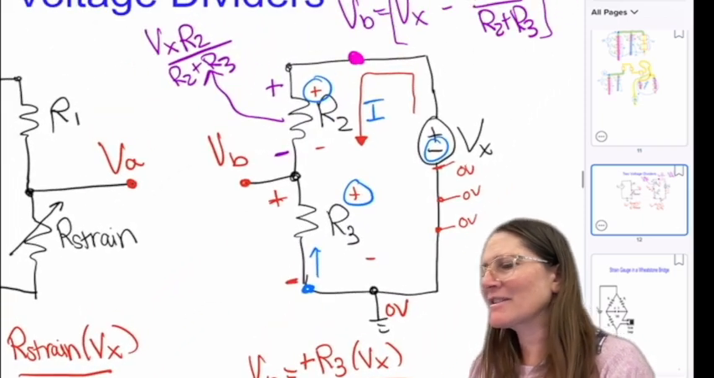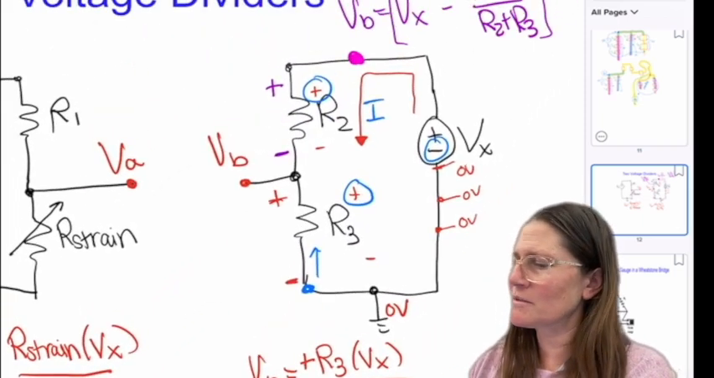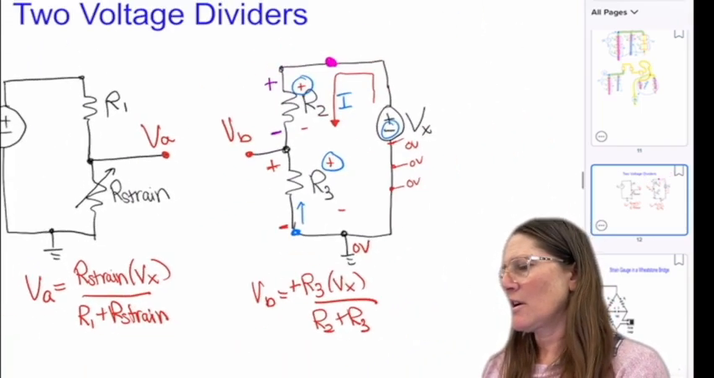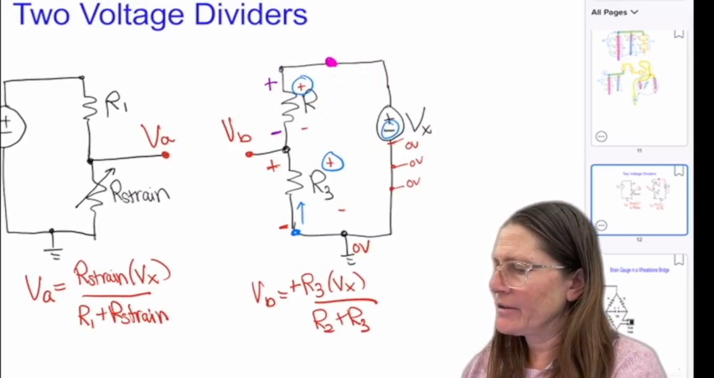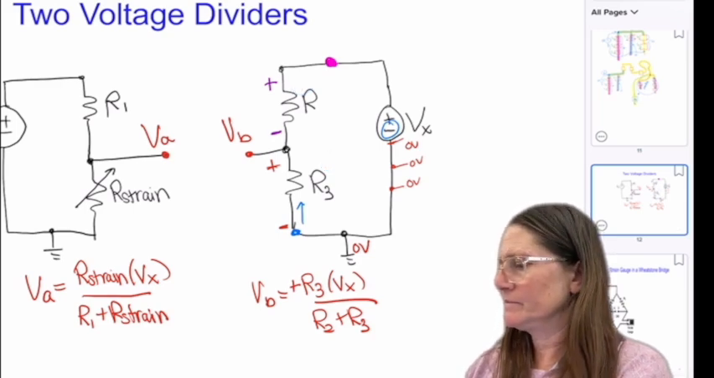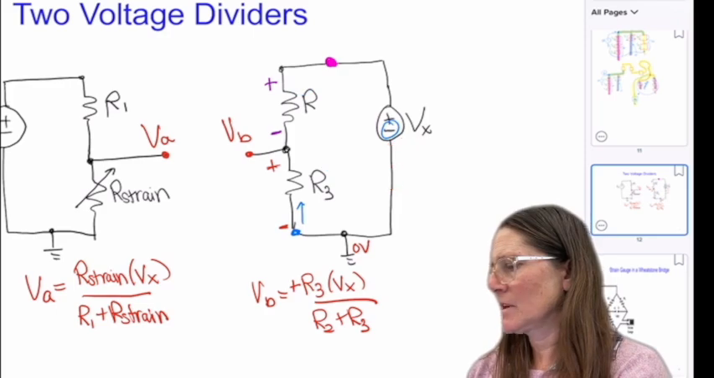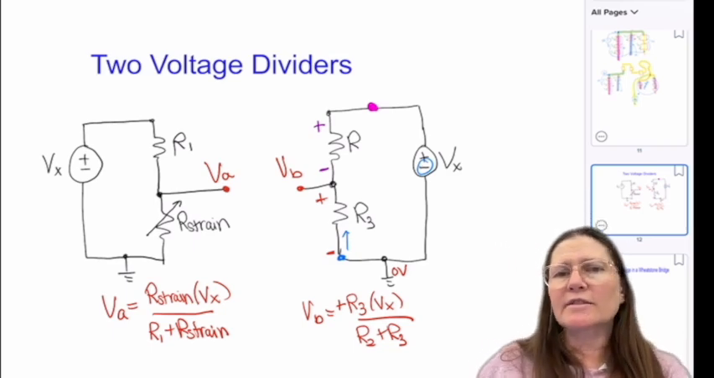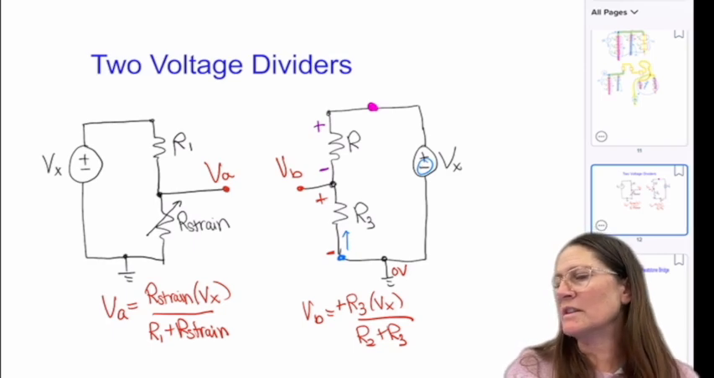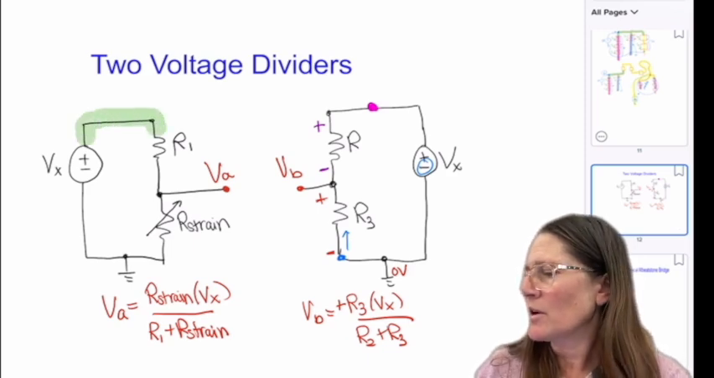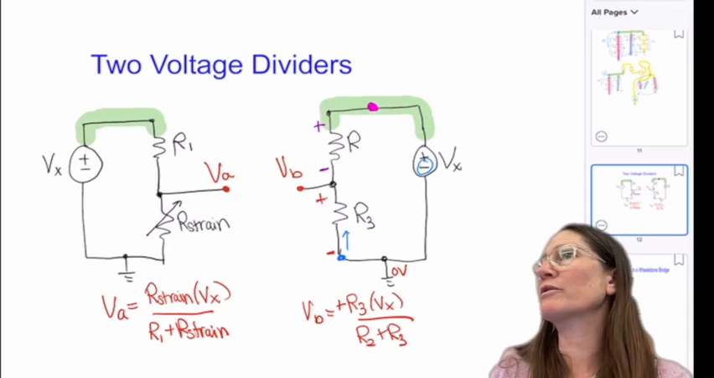Okay, I'm going to erase some of these so it's not so messy looking. I notice on these that Vx is on both of these, which means it's the same value up here and up here, right? Both of those are Vx.